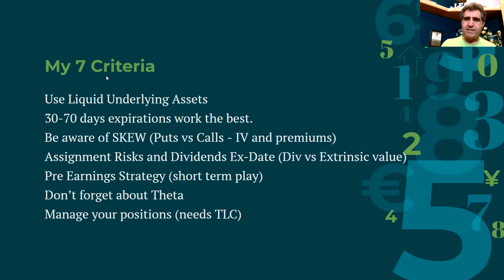Number one, as far as the 7 criteria, always use liquid underlying assets. Again, we are looking at both legs, and we want to make sure the spread is as low as possible, especially if you're doing laddering, if you're doing staggered. So basically make sure there are liquid underlyings.